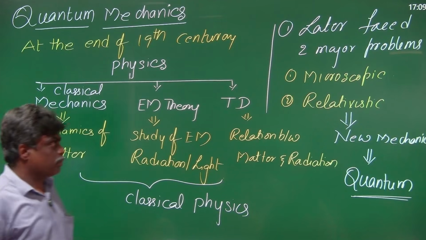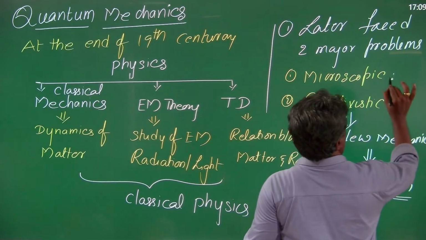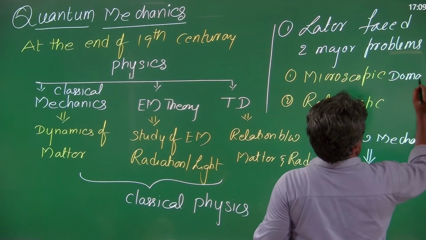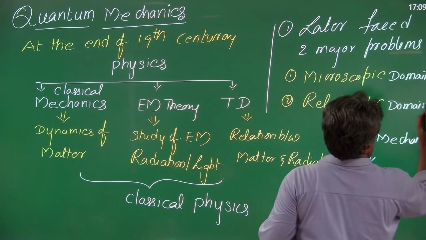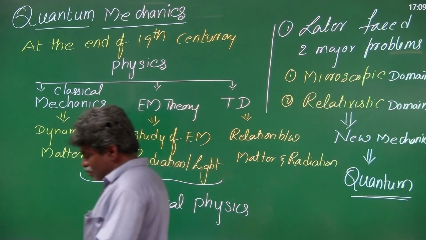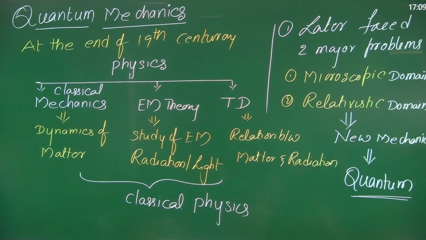So two major problems. One is a microscopic domain, another is a relativistic domain. So these two domains are not explained by classical physics.